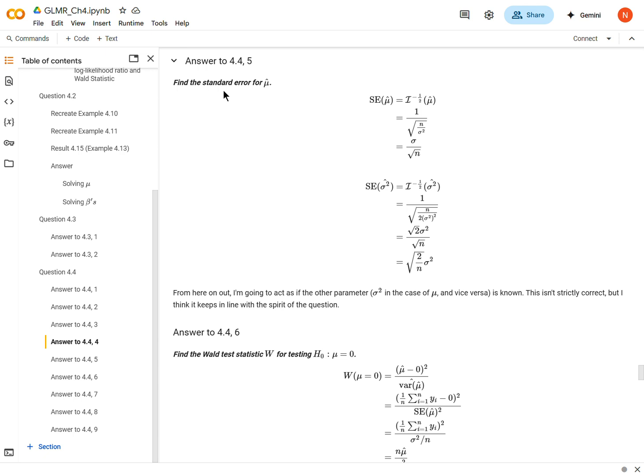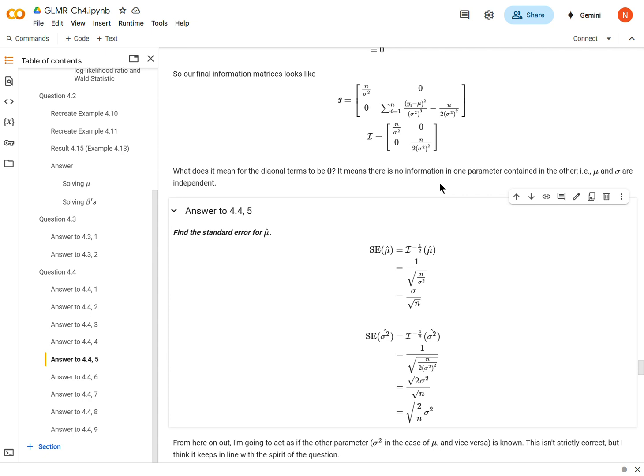Okay, so now we're meant to find the standard error for mu, and of course, I'll do it for sigma squared too. The variance of our parameter is 1 over the information matrix, or the inverse of the information matrix. If I want the standard error, I would want the square root of the variance. That translates to the information matrix to the negative 1/2 power, right?